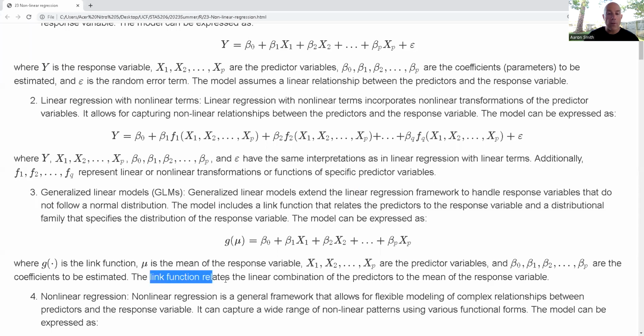And so the link function relates the linear combination of the predictors to the mean of the response variable. And you'll notice I have g of mu.